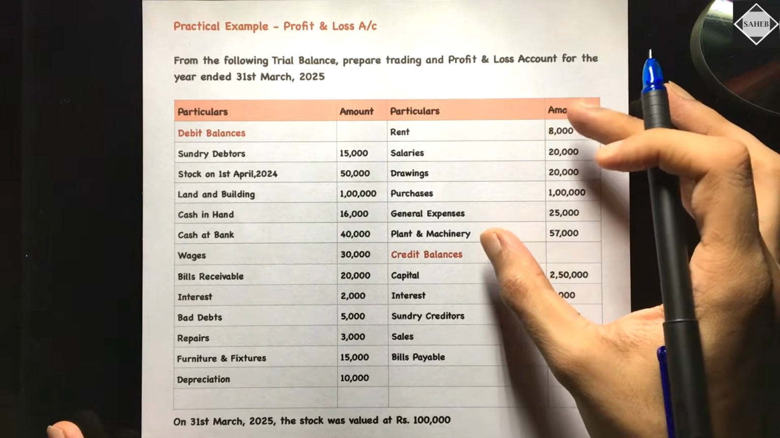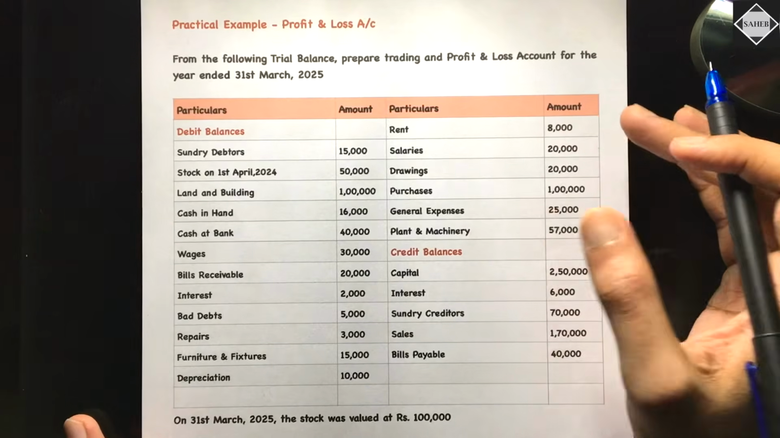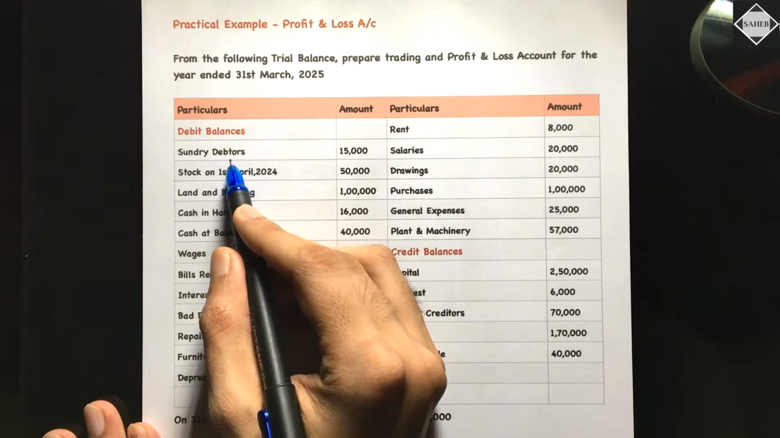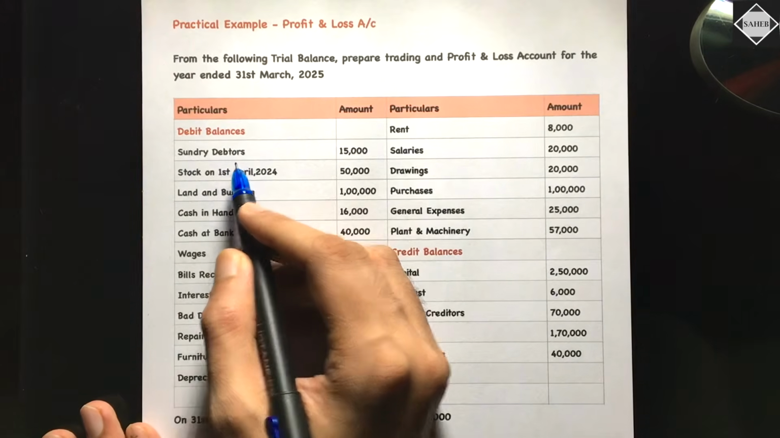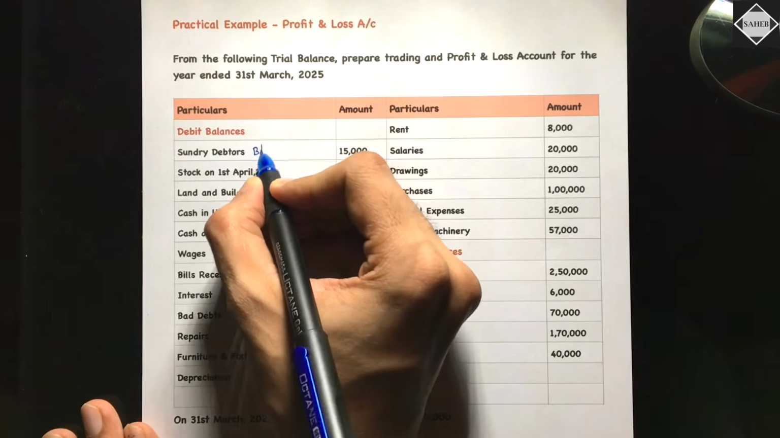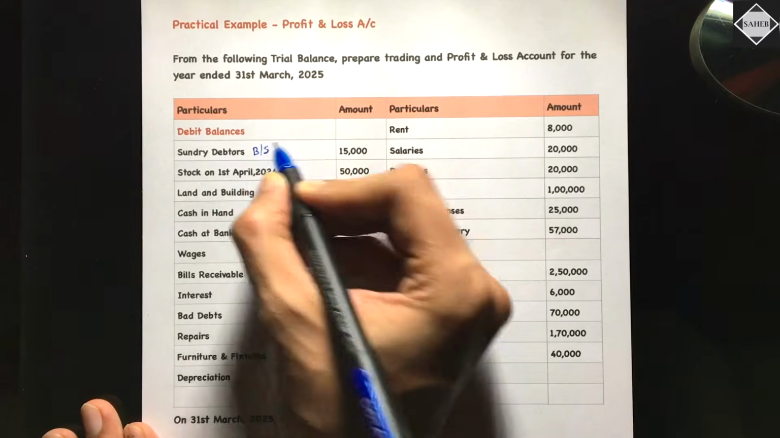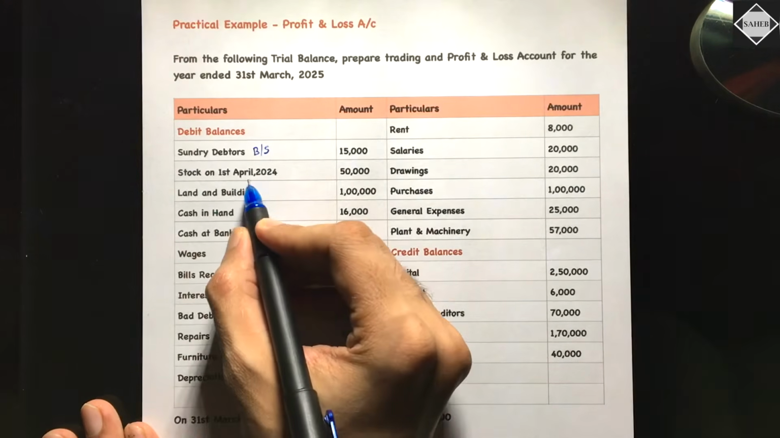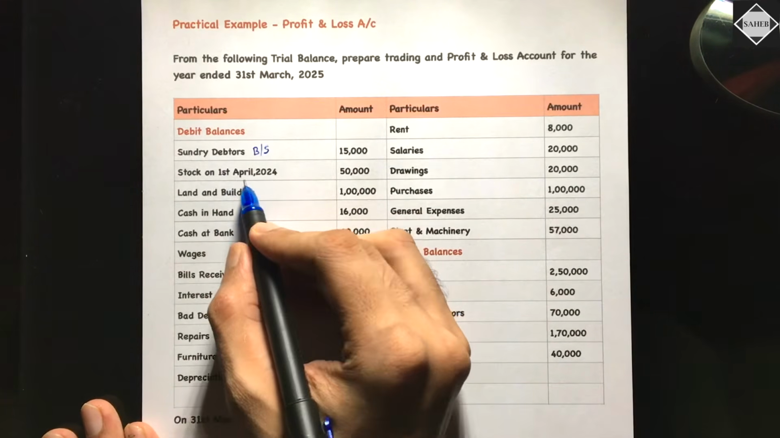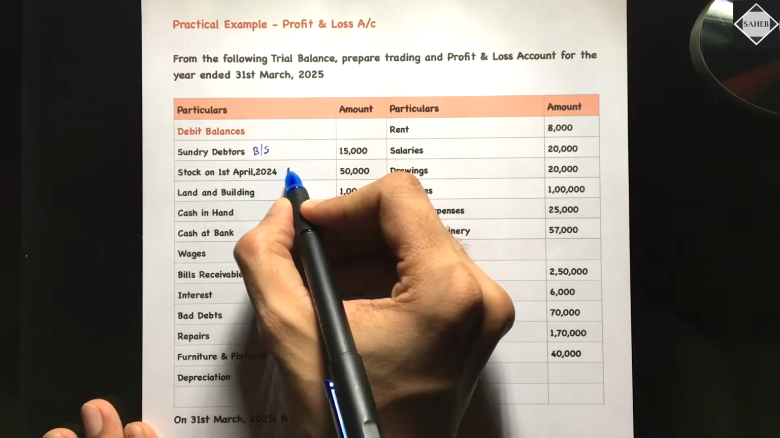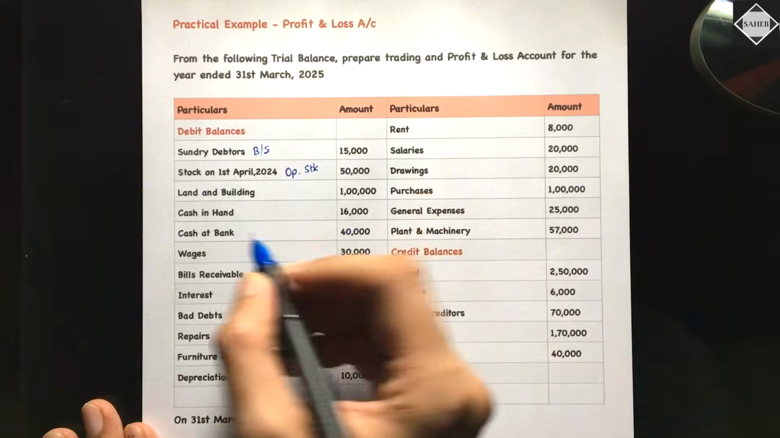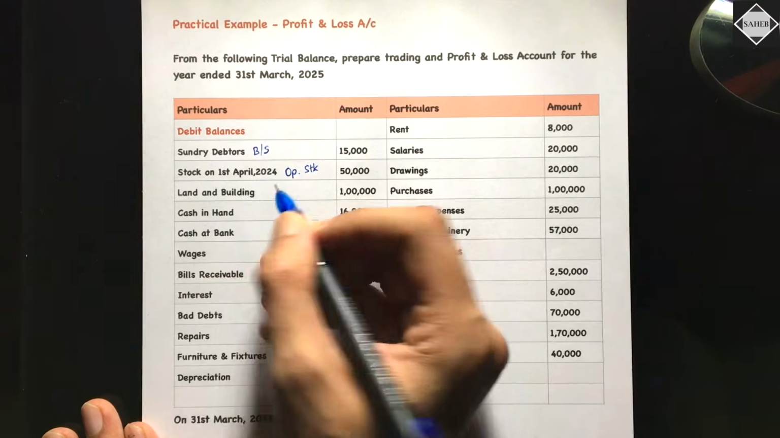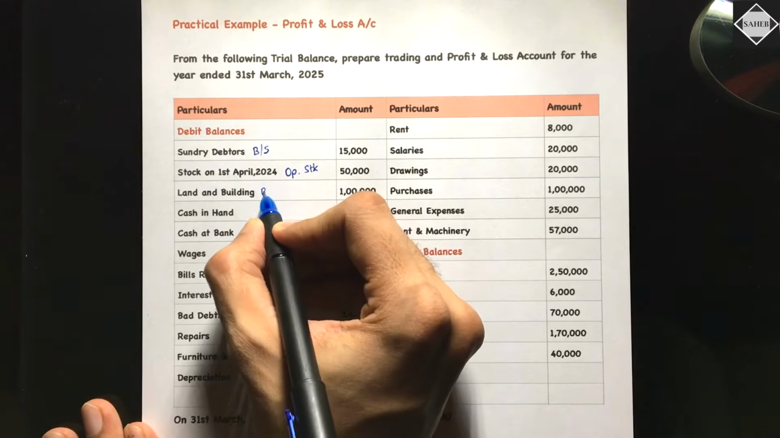Here also, these are debit balances. First we have debtors. Debtors means receivables. Is it expense or income? No, it is an asset, so this goes in the balance sheet. We are not concerned about that. And then stock on 1st April 2024. 1st April means the opening of the year, so this is your opening stock. And then you have land and building. Land and building is an asset. It's a balance sheet item.